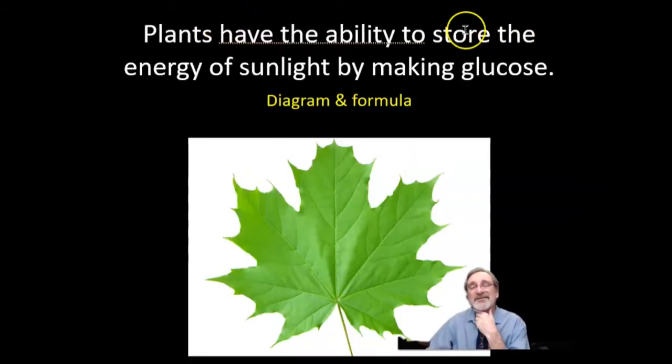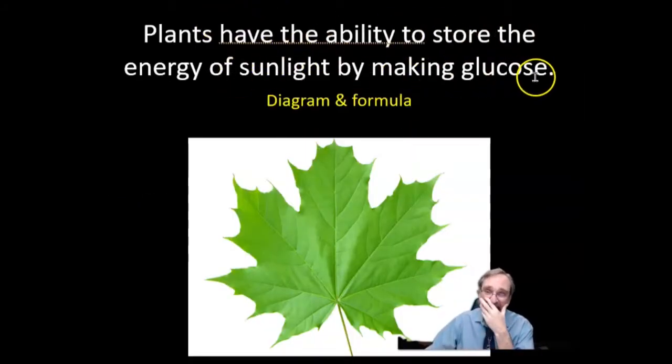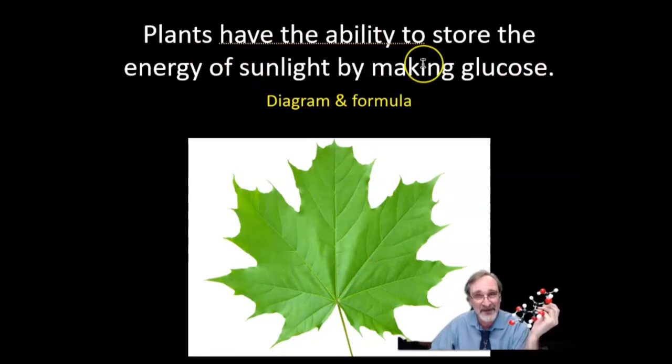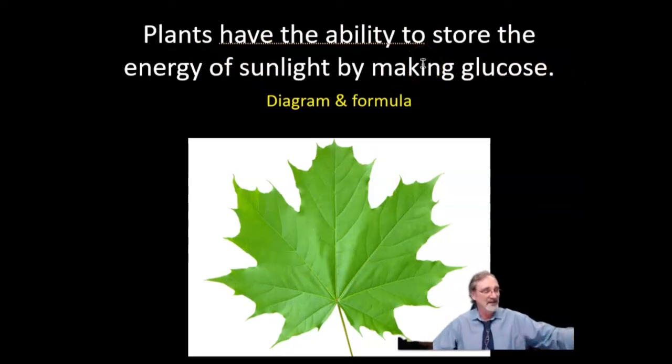Plants have the ability to store the energy of sunlight by making glucose. So, making this molecule. Please write this down, and we're going to draw a diagram, and I'm going to write the formula for you. Okay? Write it down. Pause the video, write it if you need to. We're going to go to the next bit.